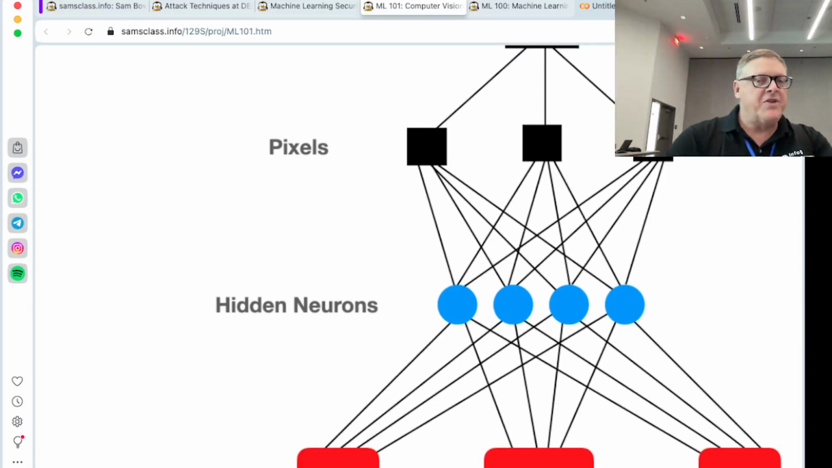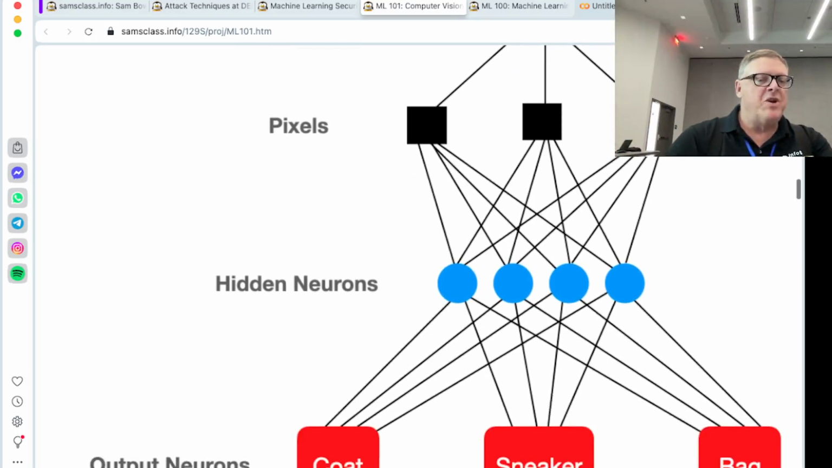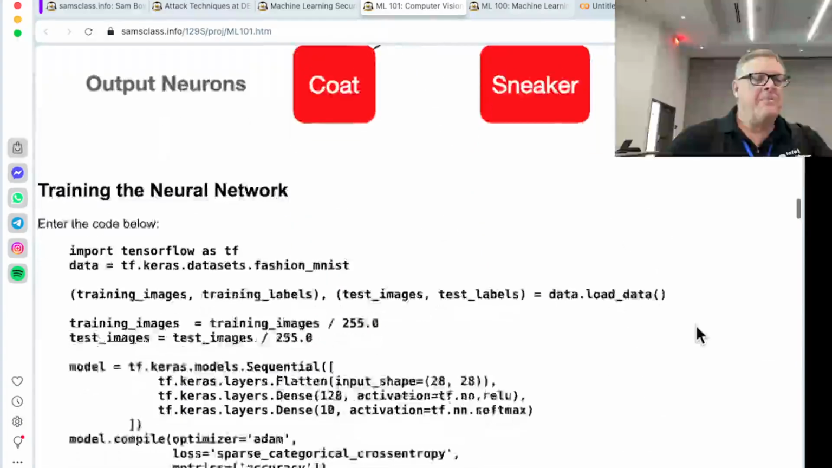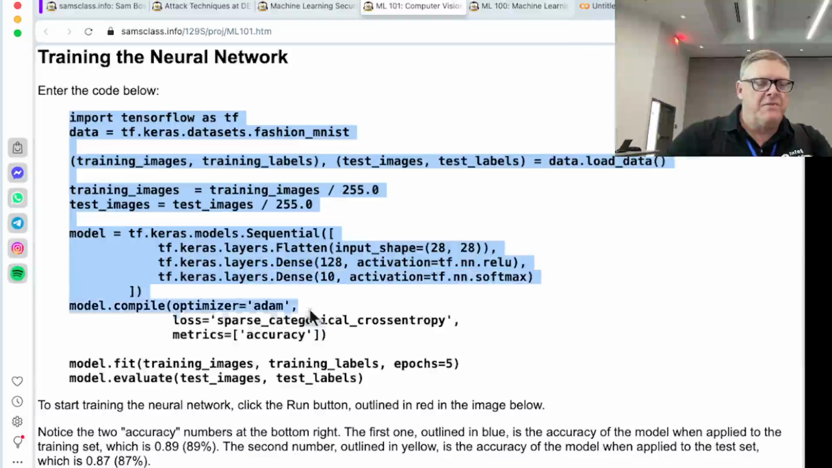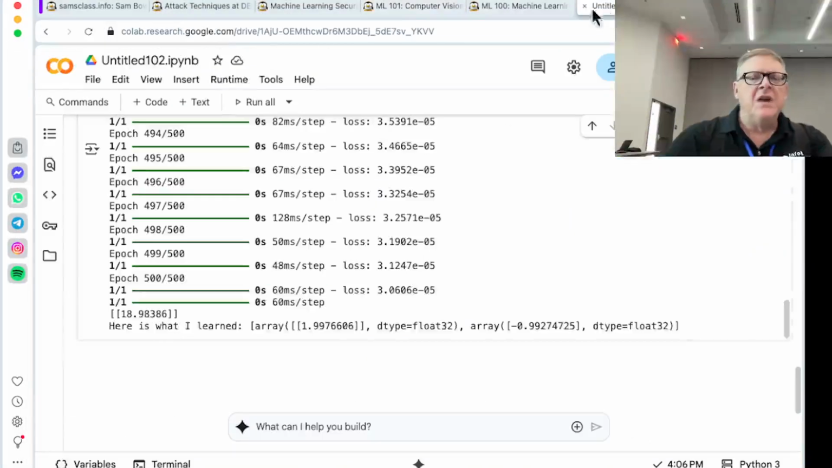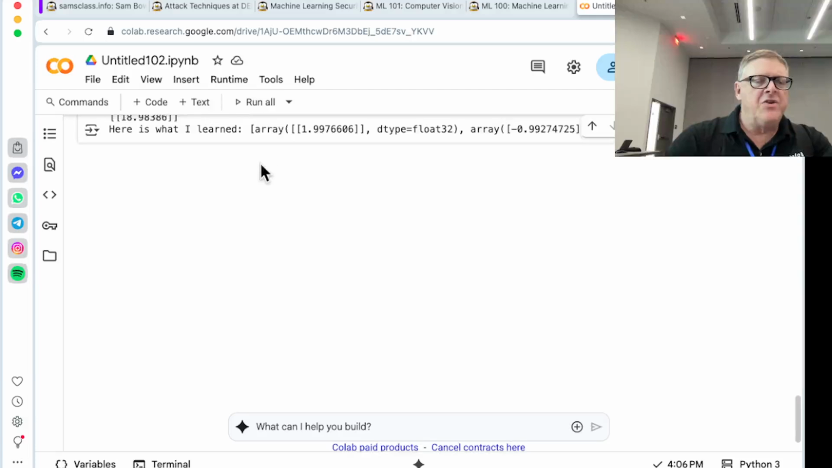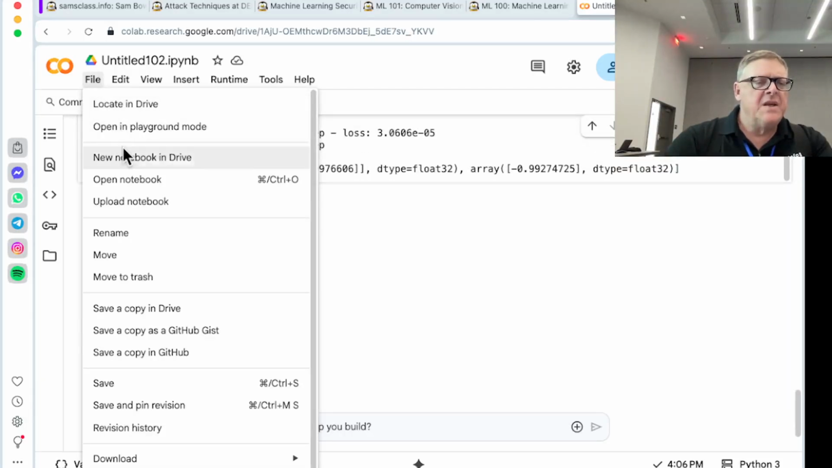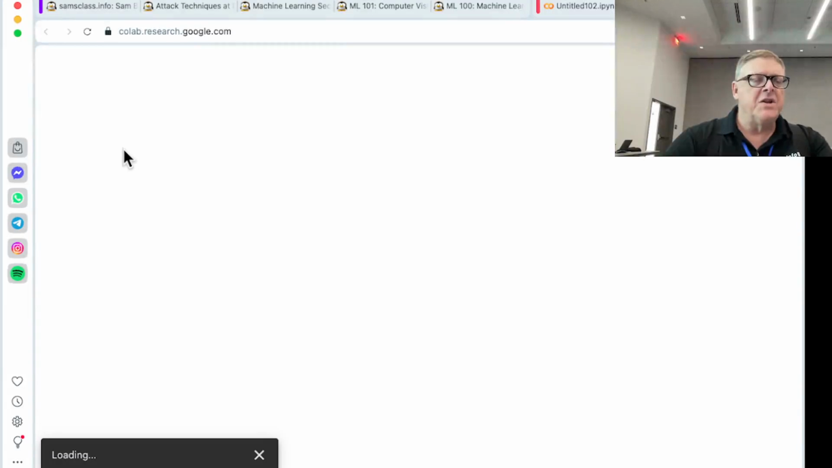Anyway, so you take the pixels in, 784 pixels per image, and we just feed them into a hidden layer of neurons, and then we have 10 output layers. And the output, the signal on the output, is going to be the probability that it's a coat or a sneaker or a bag or so on. So here's the code. We can just feed that into this model here. I could make a fresh new model, but I think I'll do that. Let me make a new one there, just so it's clean.